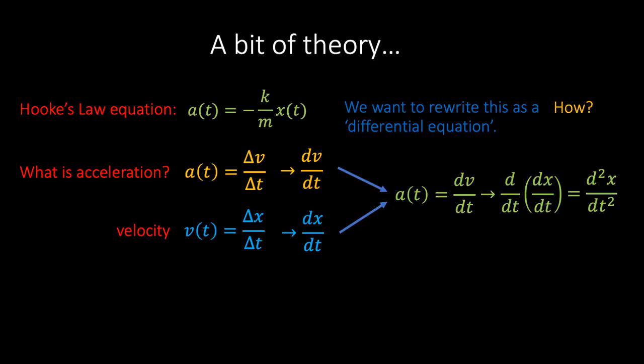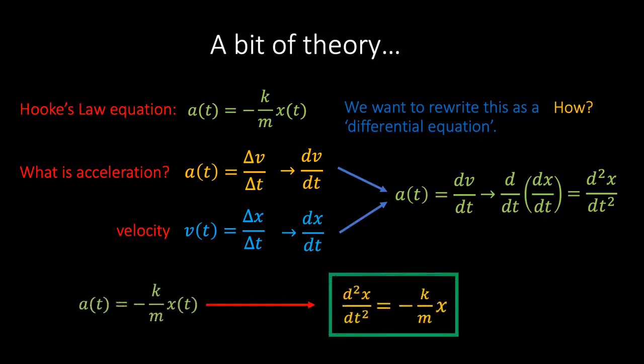And the advantage of doing this is that we can now rewrite the Hooke's law equation as a second-order differential equation as d2x by dt squared equals minus k over m x. This differential equation describes how the displacement of our spring varies with time. So the natural question arises, what is the solution to this equation?